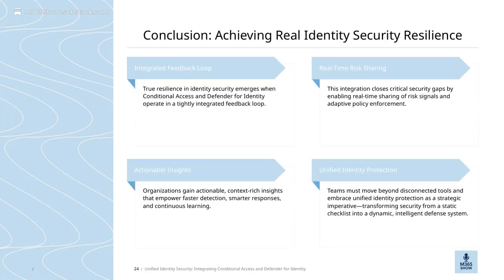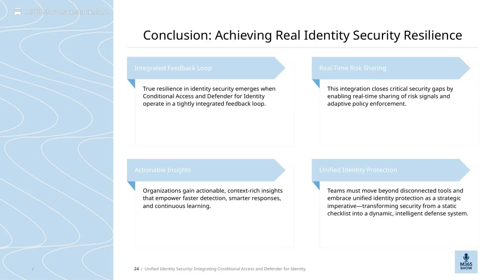Now, as we wrap up, let's talk about what it really means to achieve true identity security resilience. Teams need to move beyond using isolated tools and start embracing a unified approach to identity protection. This isn't just about ticking boxes anymore. It's about transforming our security strategies into a dynamic, intelligent defense system that adapts and responds in real time.